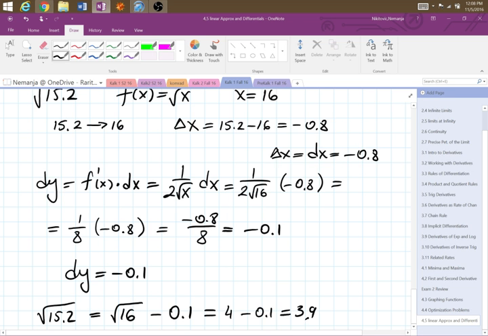Except earlier, we calculated 3.9 directly. This time, we approximated the change. And then we either add or subtract that change from the y value over here. Does this make any sense? Right? So I'll go through this one more time.